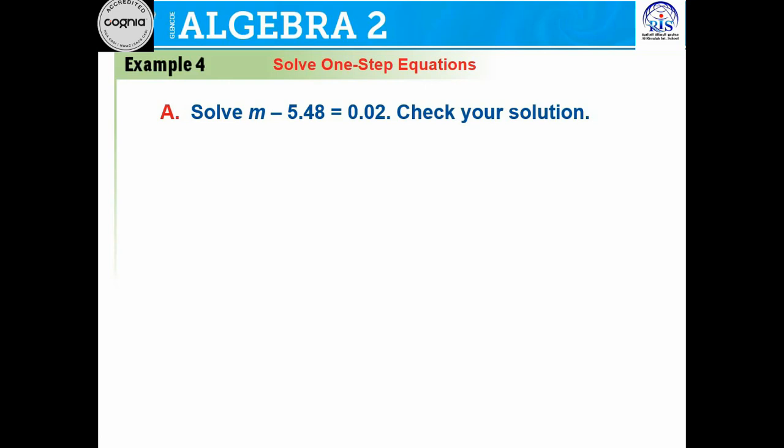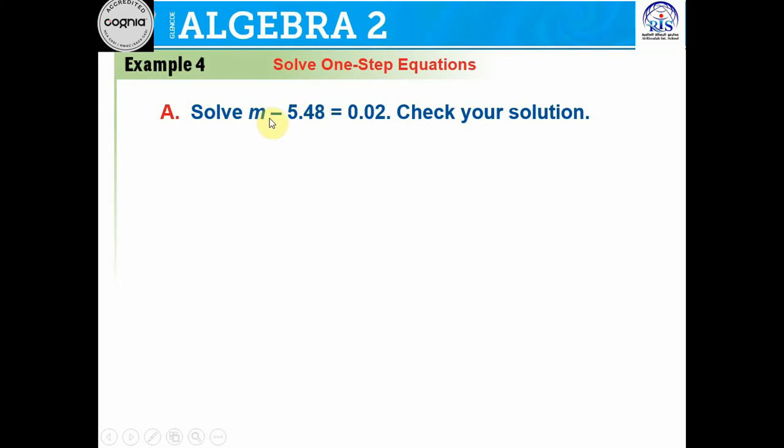Now we are going to see how we solve a linear equation. A linear equation is an equation with one variable of the first degree. It's very simple. We can solve it, of course, by adding, subtracting, multiplication, or division. Solve m minus 5.48 equals 0.02. Check your solution.